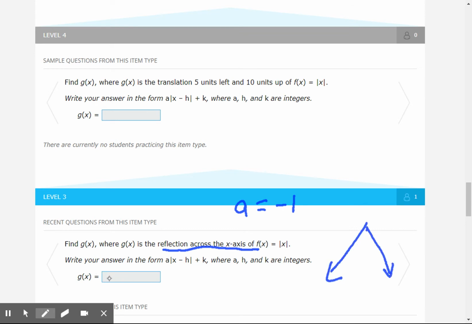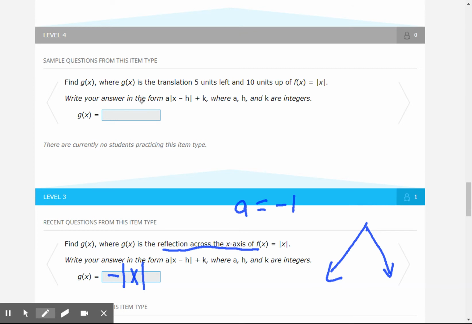So my function is going to be g of x is equal to negative the absolute value of x. Now you could also say negative 1 absolute value of x, but 1 is the identity for multiplication, so I'm not going to actually write the 1.